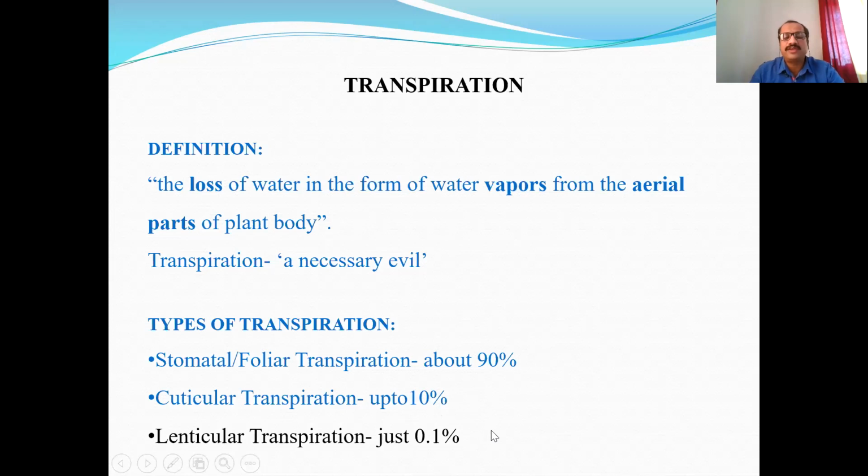Whereas lenticular transpiration is the one which occurs through lenticels. These lenticels are special slit-like structures which are present on the bark of woody stem. These consist of complementary cells, which are a portion of dead tissue of the plant body, but they provide the means for giving aeration to the inner living parts of the plant body. And these structures are called lenticels. And when water is lost from lenticels, that method is called lenticular transpiration, which is but a negligible type of transpiration. So there are three types of transpiration, of which stomatal transpiration or foliar transpiration is the main type.